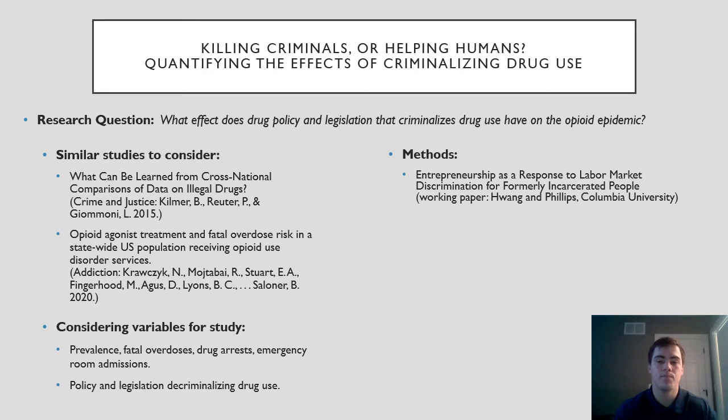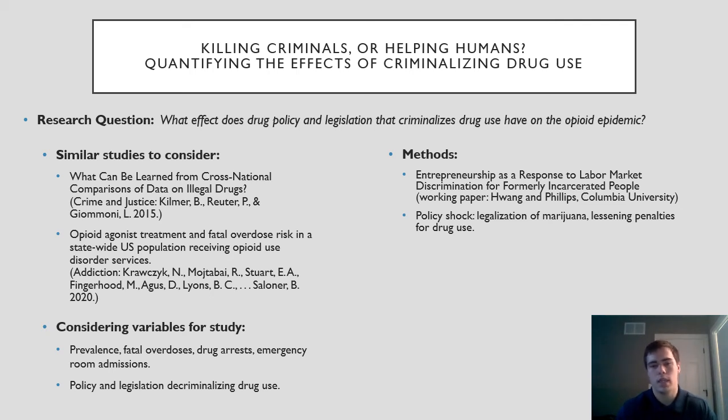The methods of this research project are influenced heavily by a researcher here in Columbia's Business School, Damon Phillips, and his student Kylie Huang, in their working paper titled "Entrepreneurship as a Response to Labor Market Discrimination for Formerly Incarcerated People." In this paper, they do policy shock analysis, and in analogy to the opioid epidemic, the best policy shock analysis available is that of legalization of marijuana, which lessens the penalty of drug use, not specifically opioid drug use, but marijuana drug use. This can serve as a proxy of decriminalization of drug use. In states where marijuana is legalized, I can compare those to states where marijuana is not legal, and then study the effects on the opioid epidemic.